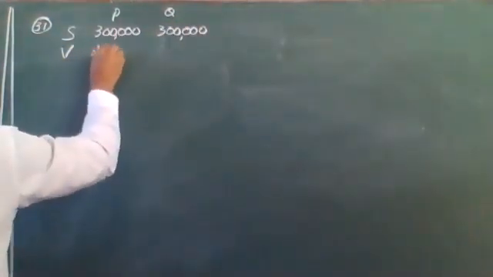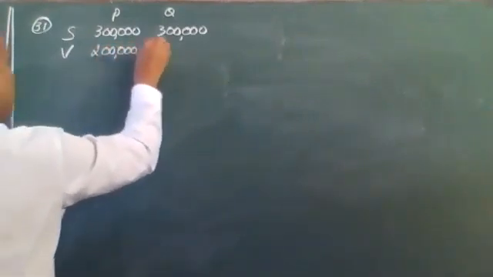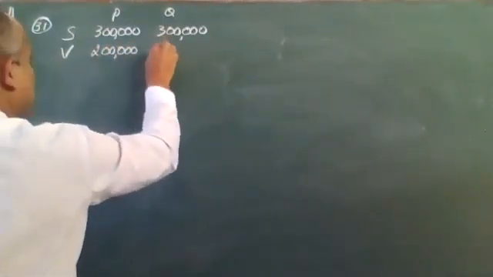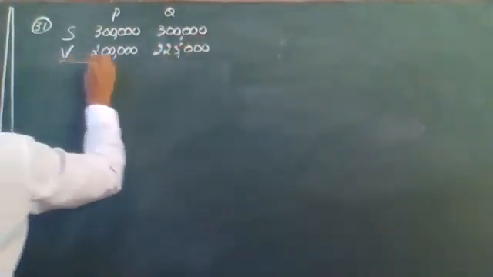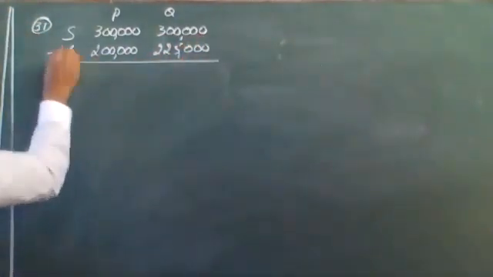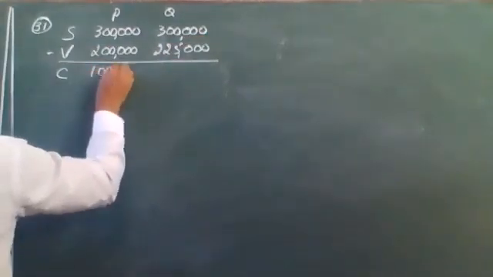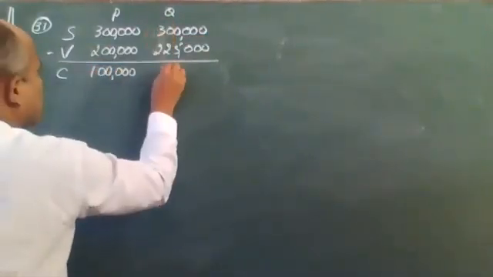Variable cost is given as 2 lakhs, and here it is 2 lakhs 25,000. So I'll try to even solve this. Sales minus variable cost is contribution. So here contribution is 1 lakh. Here contribution is 75,000.